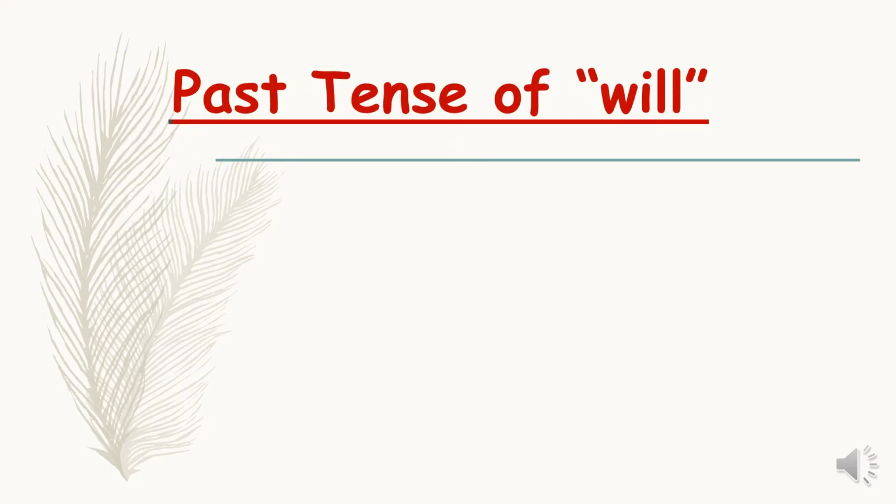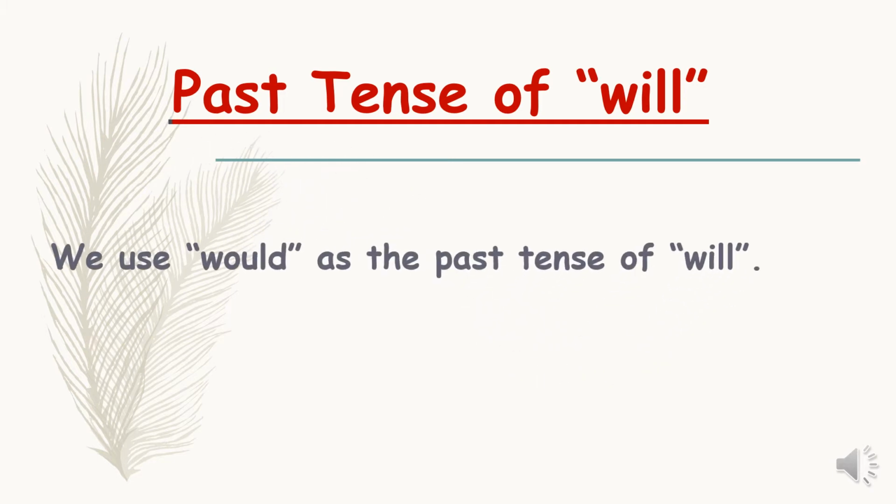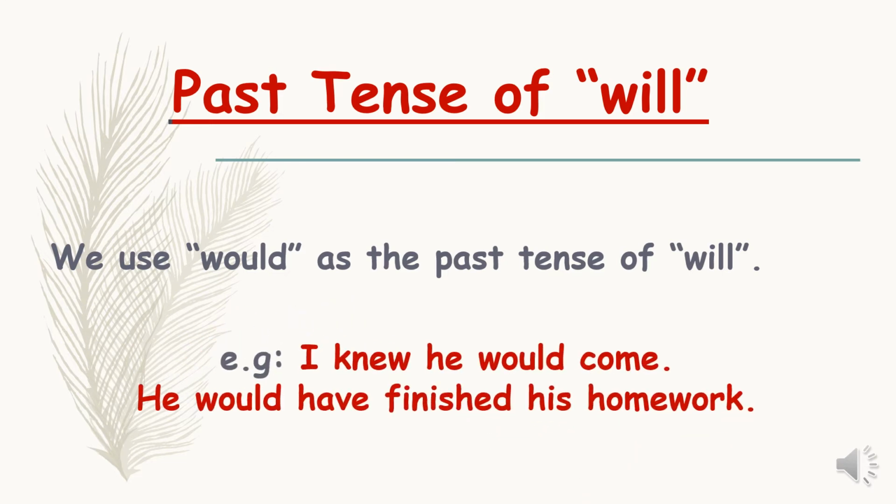The first expression we have is past tense of will. We use would as the past tense of the modal verb will to talk about the past, things that happened in the past. I knew he would come. The person that I'm talking about has already come in the past. So this is an action in the past. So this is why I used would, and it's expressing the past tense of will.